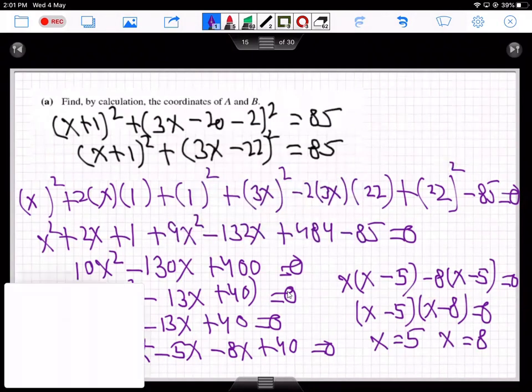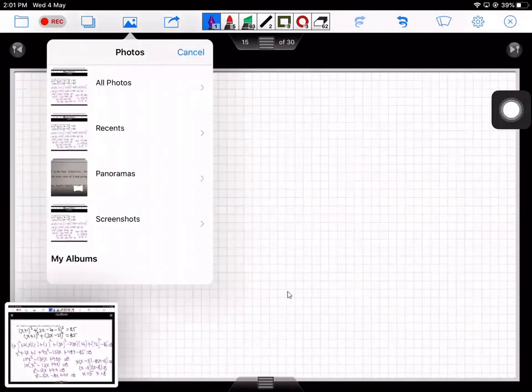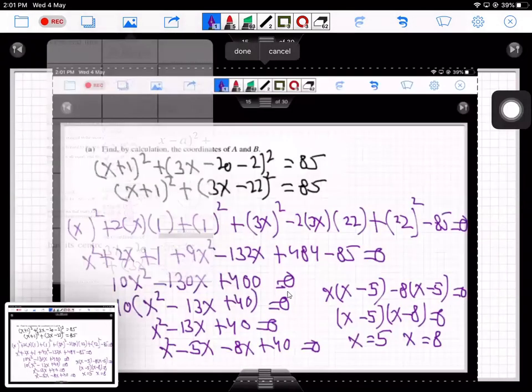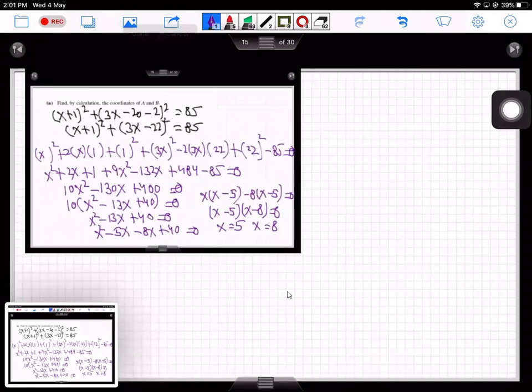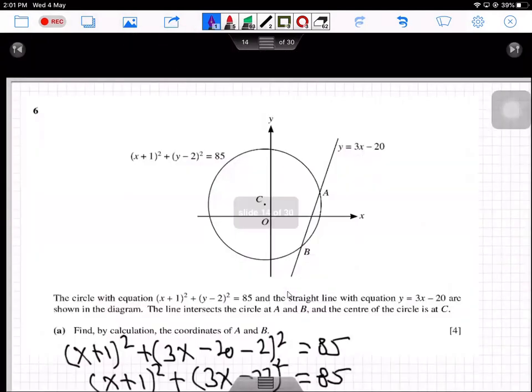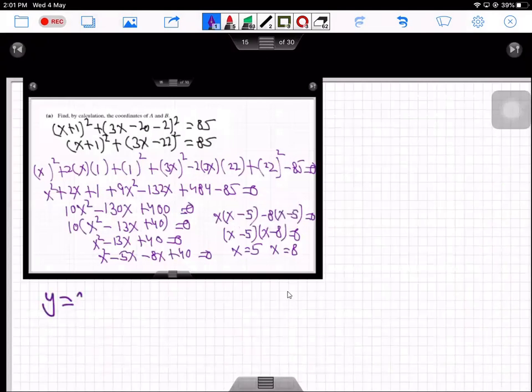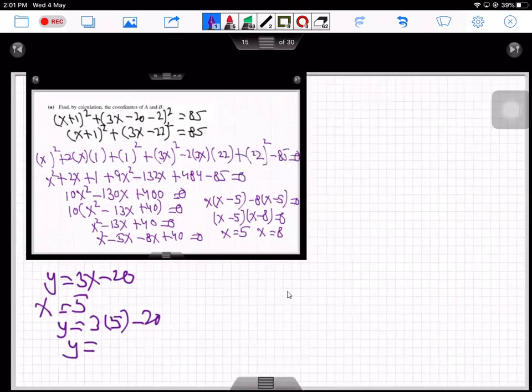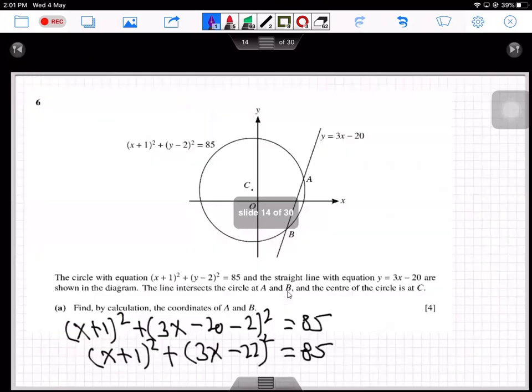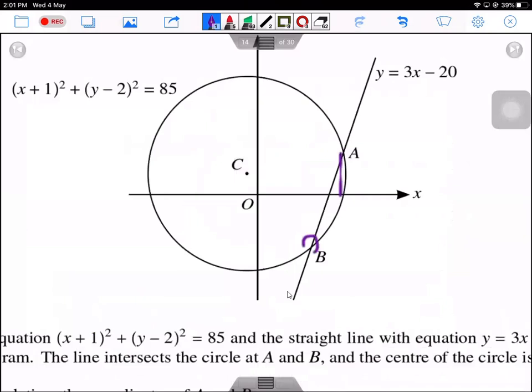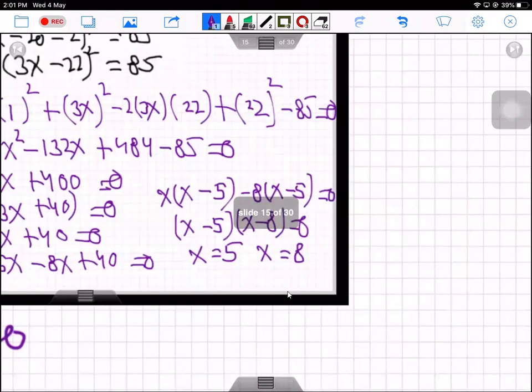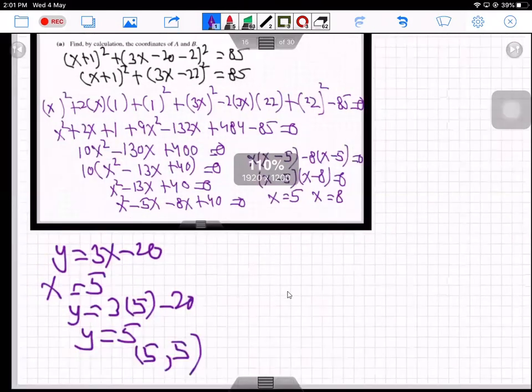Now you need to put them in the equation of the straight line in order to find the corresponding values of y coordinates. So y = 3x − 20. So when x = 5, the value of y = 3 times 5 and then minus 20. So 15 minus 20 will give you 5. So one coordinate is (5, 5). And as you can see, the x coordinate of B is less than A. So this (5, 5) is obviously point B.